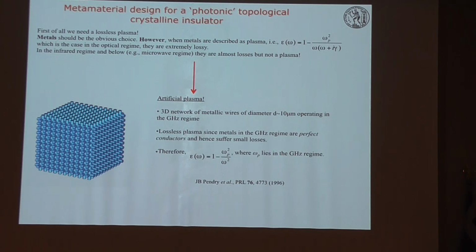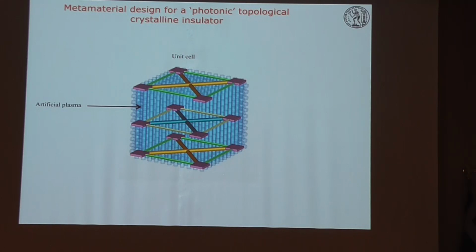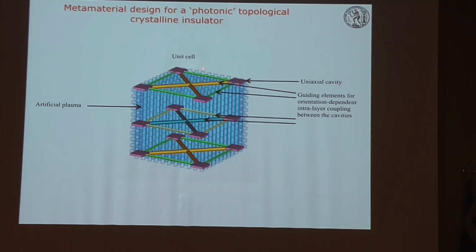So here is how one can have an artificial plasma, and one needs to put resonators inside this plasma. So these resonators, which are these purple squares here, as we said, they need to have an anisotropic behavior. And these rods here are guide elements and need to have an orientation dependent intralayer coupling between the cavities. So these are simple guiding elements which transfer the microwaves from one resonator to the other.